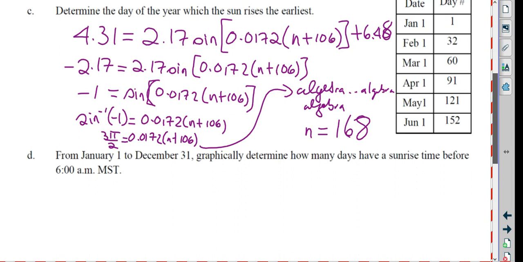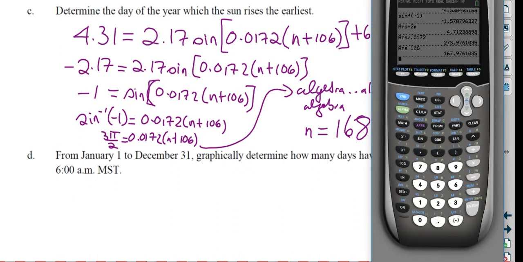Okay. From January 1st to December 31st, graphically determine how many days have a sunrise time before 6 a.m. MST. Okay, so everything's got to be in standard time. I think what's happening is we'll get all of our times in standard time, then we have to switch to daylight savings if we wanted to figure that out.